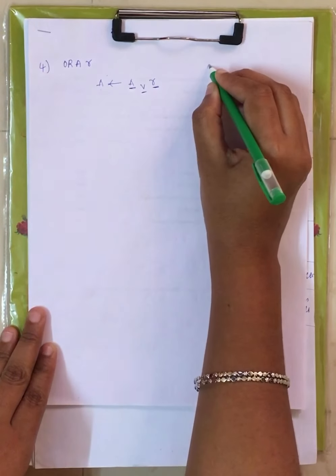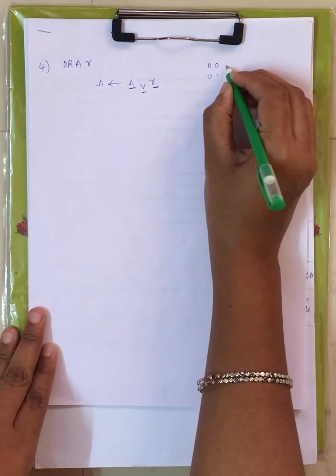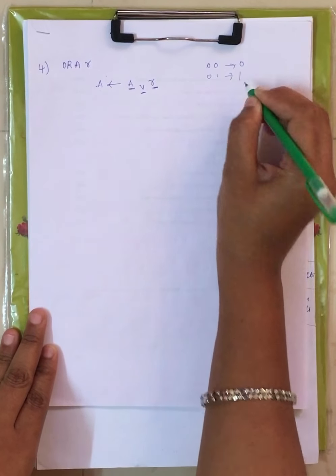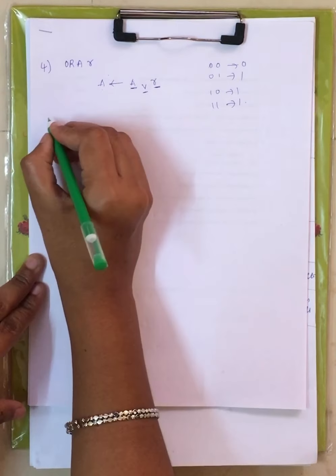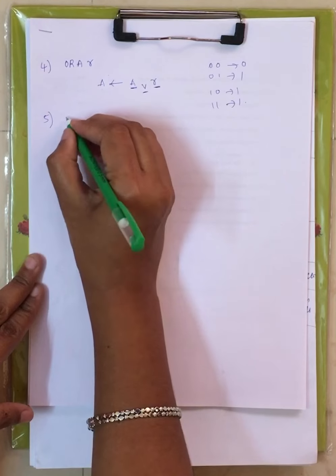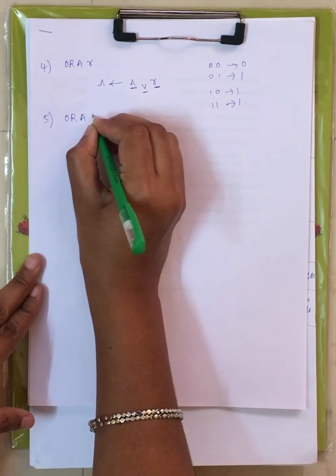Now what is the OR table? For 00 the output is 0, for 01 it is 1, for 10 it is 1, for 11 it is 1, right? Now you have to explain this OR logical instruction with an example in your assignment, right? Now this is about your 4th instruction. Now coming to the 5th instruction, we have ORAM, right?